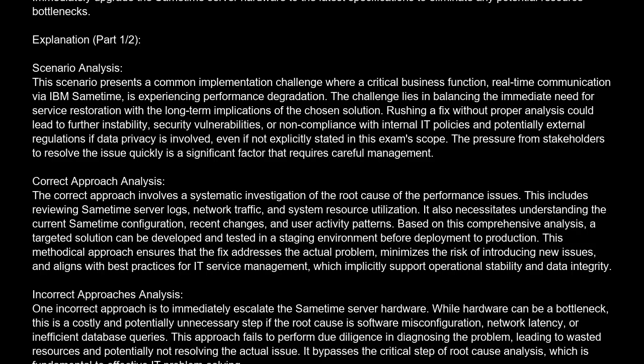This methodical approach ensures that the fix addresses the actual problem, minimizes the risk of introducing new issues, and aligns with best practices for IT service management, which implicitly support operational stability and data integrity.